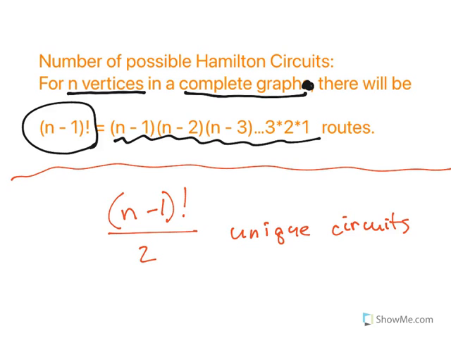But the thing about these pieces is, if I say that I have 3 points here, whether I go this way or start over here and go this way, it's the same thing. So to find out the number of unique circuits, because we can go forward and then backwards, we take that n minus 1 factorial and we divide by 2. So that takes care of the forward and backward piece, and then we have the number of unique circuits.